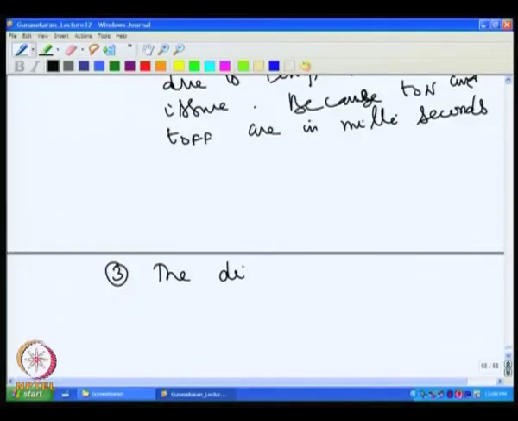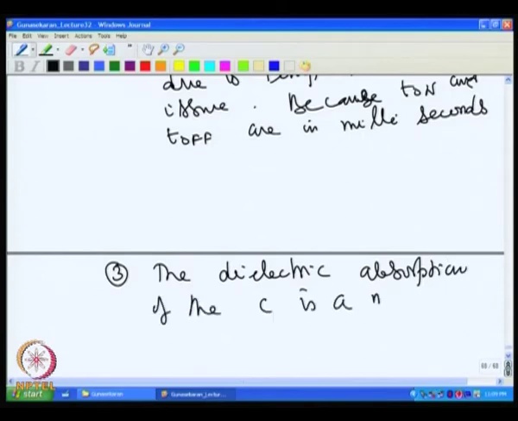However, there is one issue with this capacitor C: dielectric absorption of the capacitor is a major concern in this application. So, even though the capacitor temperature drift and long term drift are not an issue, the dielectric absorption of the capacitor C is a major issue.